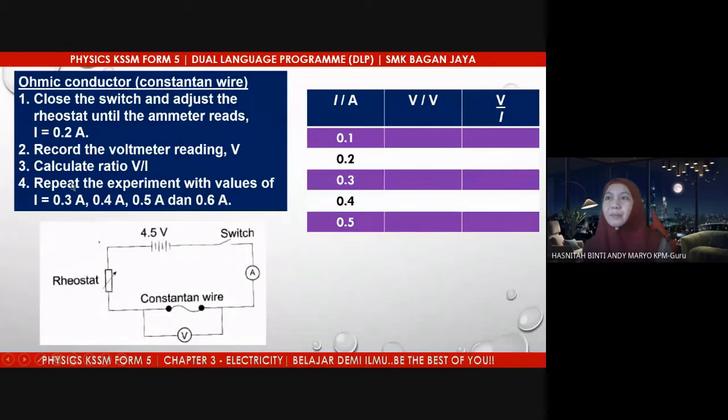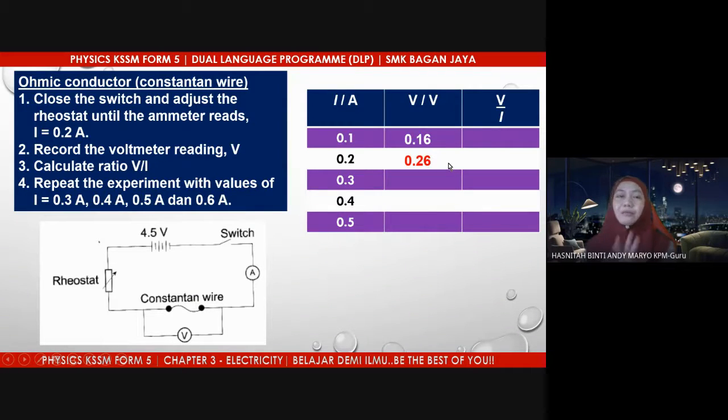Then we repeat the experiment by adjusting the rheostat to make the current flow at 0.3 ampere, 0.4, 0.5 and 0.6. For each of these values, you will find a different voltmeter reading. Then from here we can calculate the ratio.